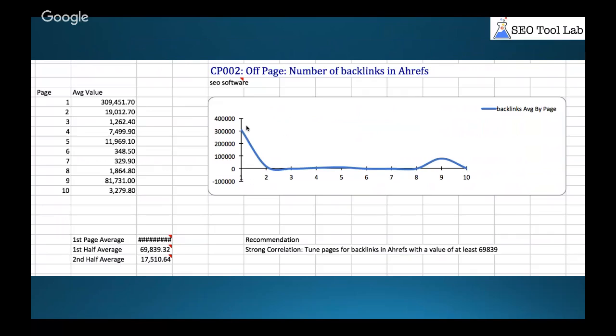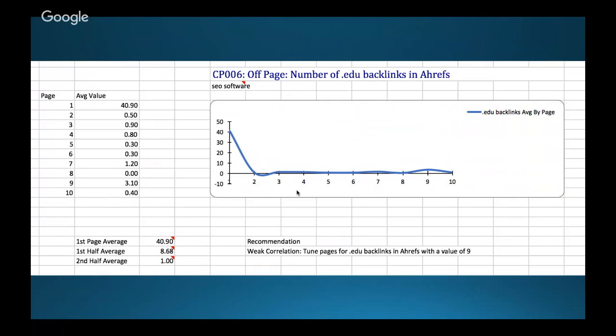So here we have the number of backlinks in Ahrefs, and we can see that there's a strong correlation with rank position. So no surprises. We all knew backlinks were important, but I find it really interesting just how fast it spikes up from page 2 to page 1. And you get a similar curve, but the magnitude is very different for EDU backlinks.